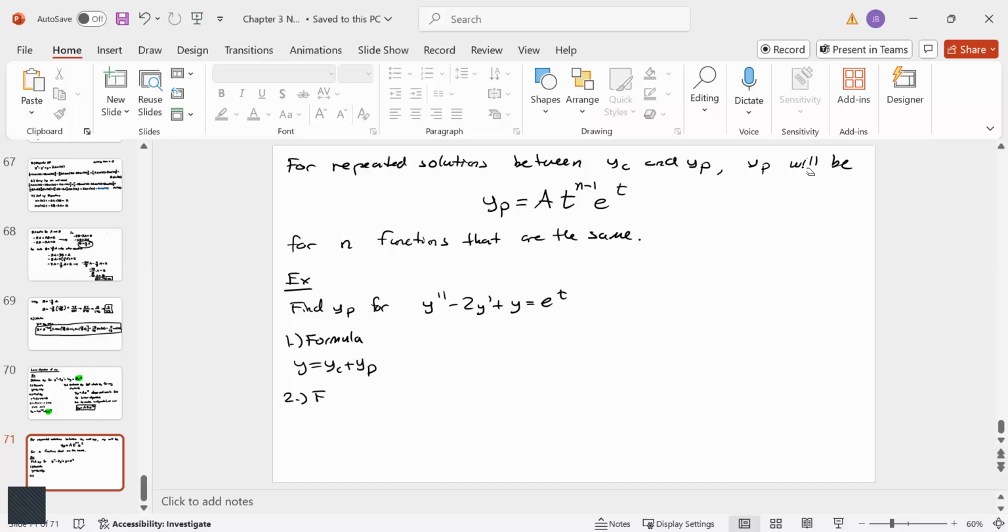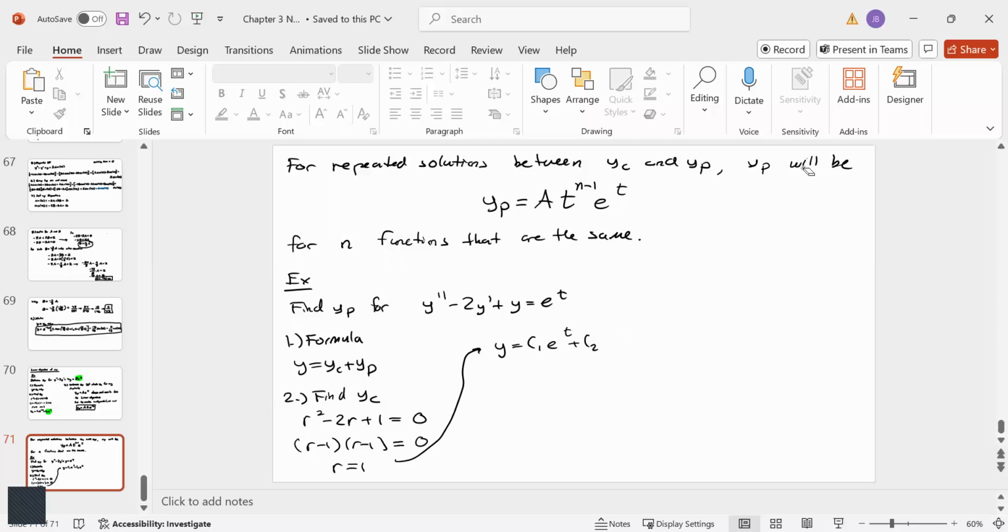Step two, find yc. So r squared minus 2r plus 1 equals 0. This is a very common one. So (r minus 1)(r minus 1), so r is equal to 1, which means y is equal to c1 e to the t plus c2 e to the t.